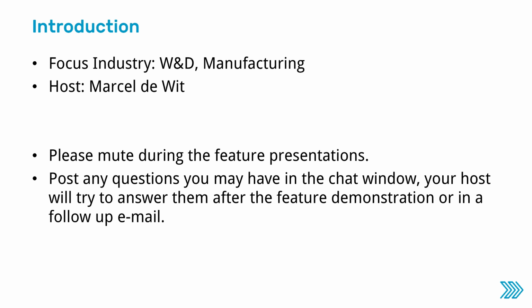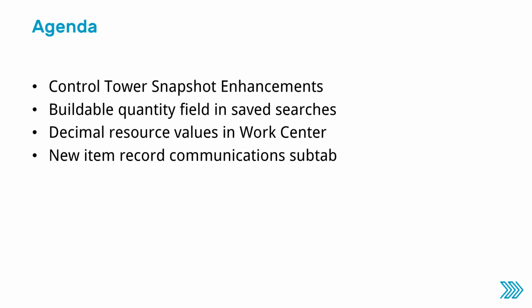I'm Marcel, and I want to show you some new features in the warehouse distribution manufacturing area. I won't repeat the request to mute during the presentation. What I would like to show you are some new features in the Control Tower Snapshot feature, the Buildable Quantity, which is now available in searches. There are decimal resource values in the work center to allow you to allocate one person across the different work centers that you have. And there's a new item record communication subtab, which I would like to show you as well.